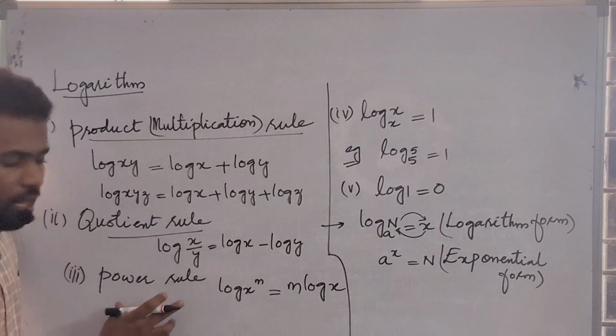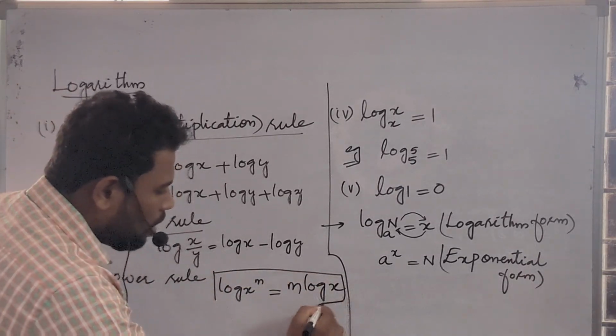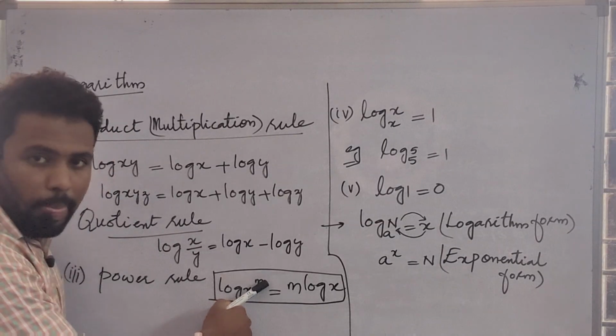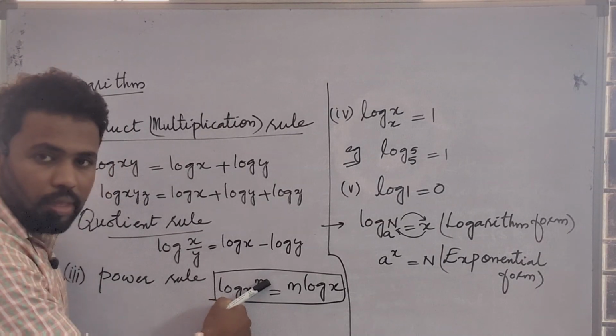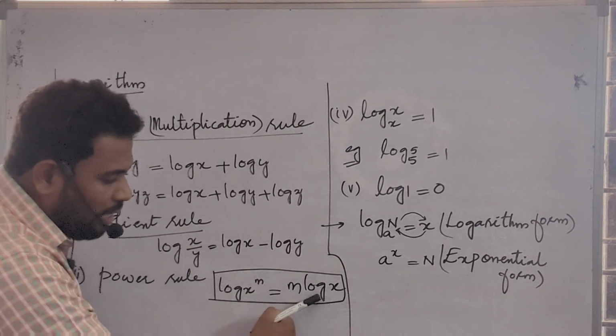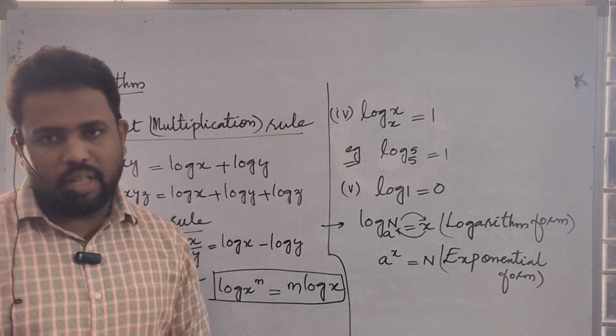Okay, the third rule is what? Power rule. So if you check carefully, log x to the power n. First we have to write the power and then copy the same log x. So the rule is n log x.